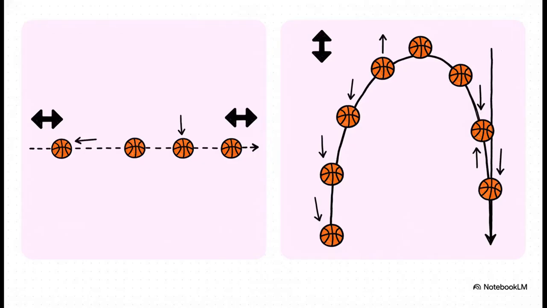Horizontally, once that ball leaves the player's hands, there's pretty much nothing pushing or pulling it forward, so its horizontal speed just stays constant. But vertically is a different story. Gravity is always pulling it down. That means its upward speed slows down until it hits the very peak of its arc, and then it starts speeding up on its way back down.